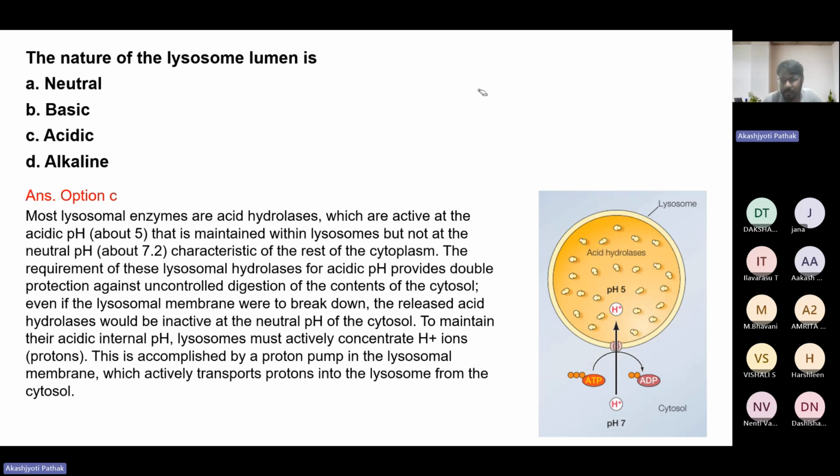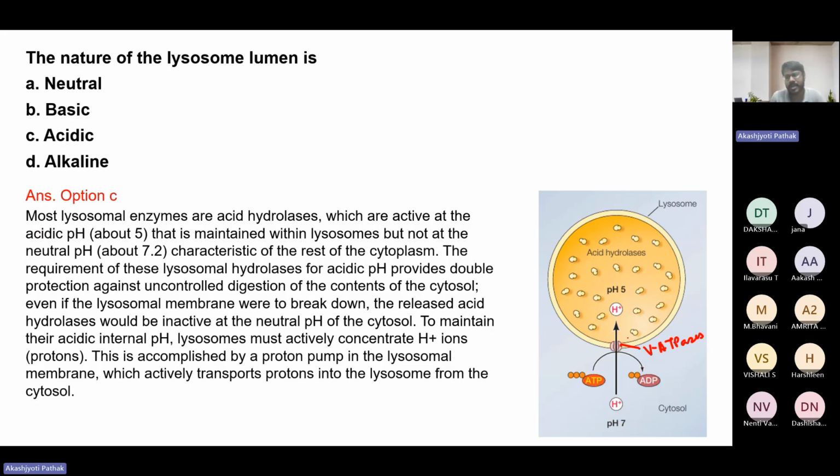So you see this figure here in the bottom. You can see this lysosome has these membrane proteins. These membrane proteins are called V-ATPases. Why is it called ATPases? ATPases means it will hydrolyze the ATP to ADP, and the energy that is released will be utilized to transport the protons, which are present in the cytosol, into the lumen of the lysosome.